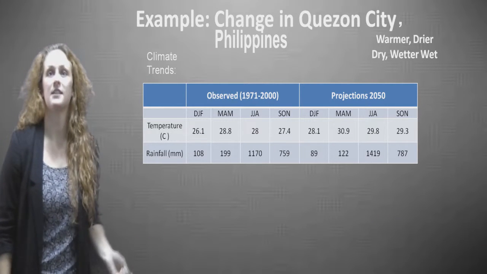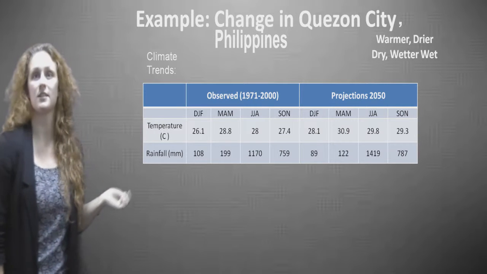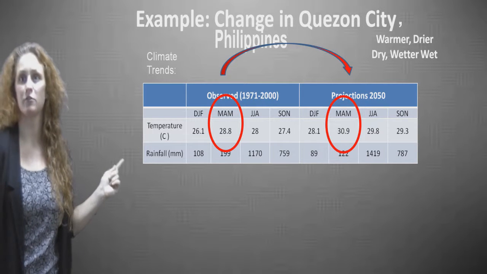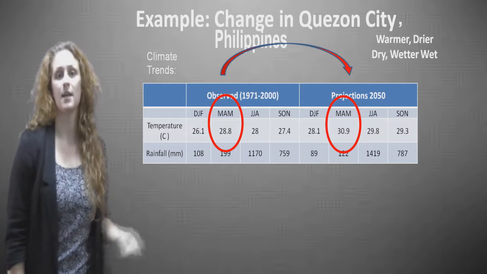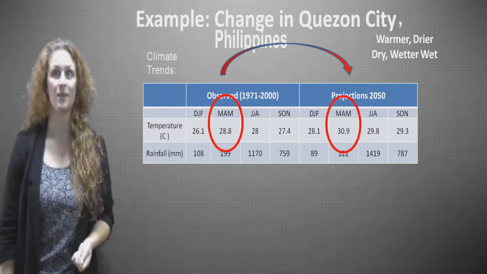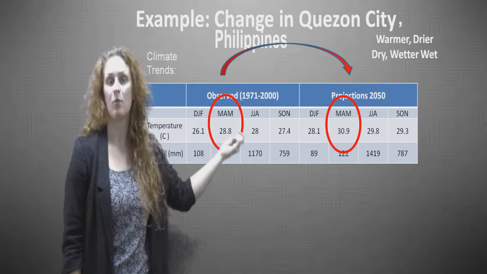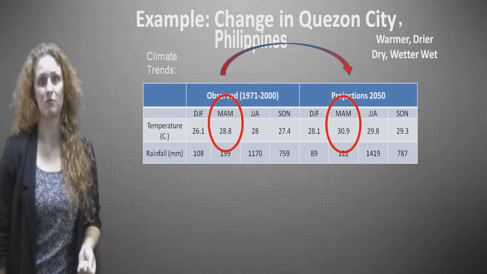We can see this using an example of Quezon City and the projections. We start off with the climate trends, and we look here and we can see that in March, April, and May, in the observed period from 1971 to 2000, we have an average temperature of 28.8 degrees Celsius and an average rainfall of 199 millimeters. Looking out to 2050, it doesn't increase that much. We only go up to 30.9 degrees Celsius, and we reduce to 122 millimeters of rain.